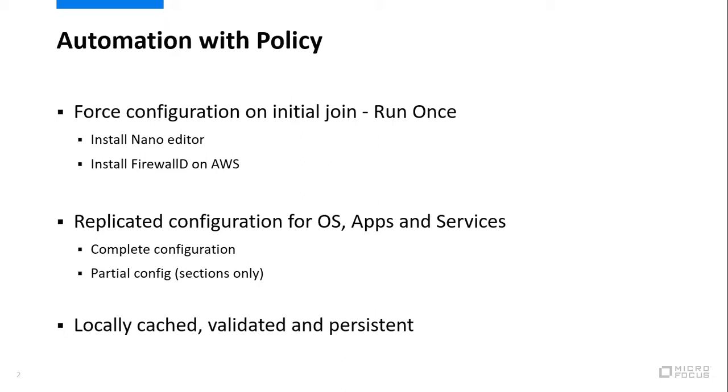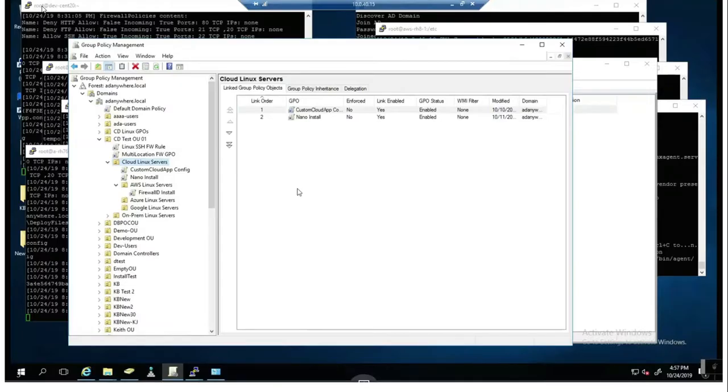Now these configurations are for OS applications or services, and you can do complete configuration or partial configuration. You'll also know that for robustness and security reasons, it's locally cached, it's validated, and it's persisted. So we'll review that in an upcoming demo. But for now, let's jump in and show you how you can configure your Linux servers by using very simple Active Directory policy. So here I have my cloud-based Linux servers.